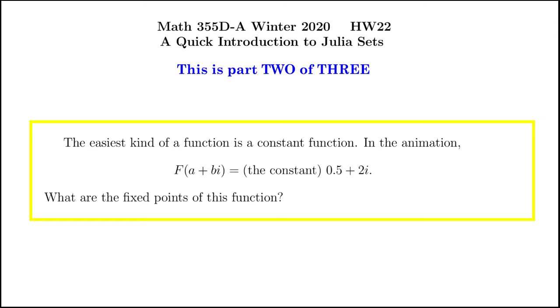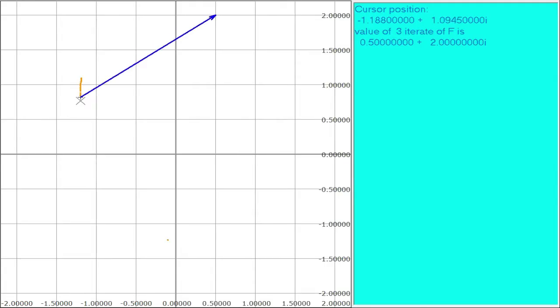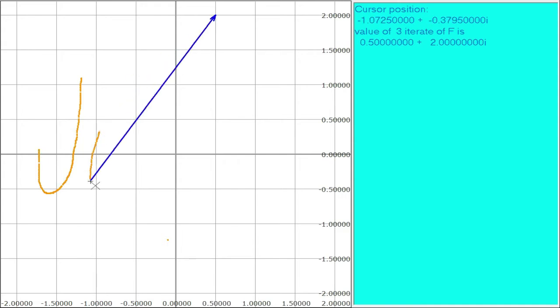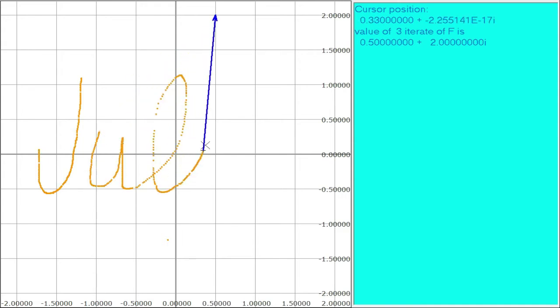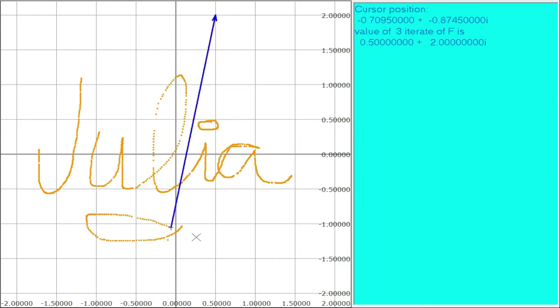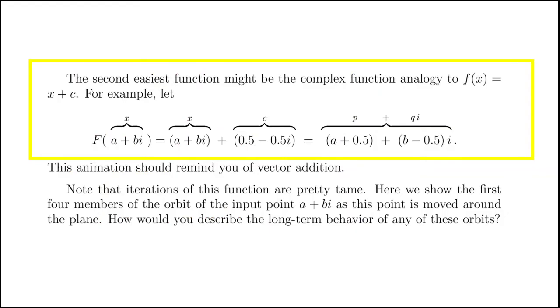While you watch the animation, you should think about the question, what are the fixed points of this function? Again, the cursor represents the point a plus bi, and the arrow points to the image of that a plus bi. And as you can see, no matter what point we start with, the image is always the point 0.5 plus 2i.